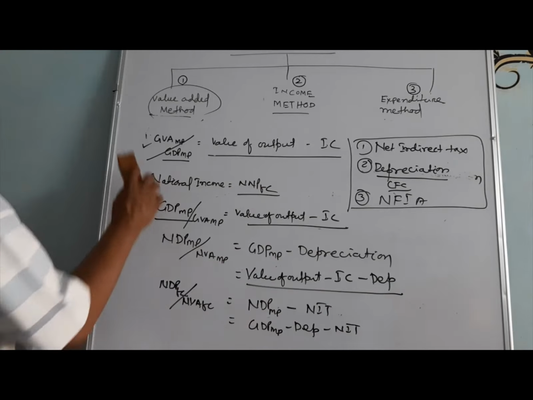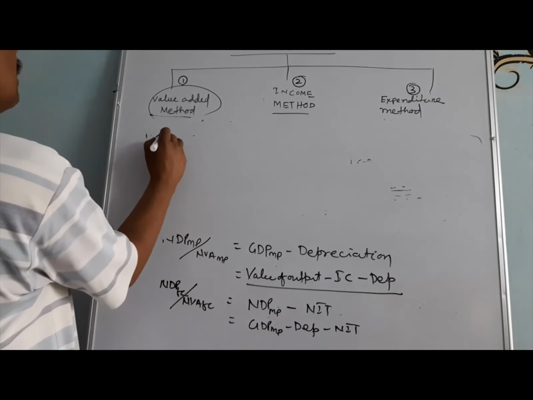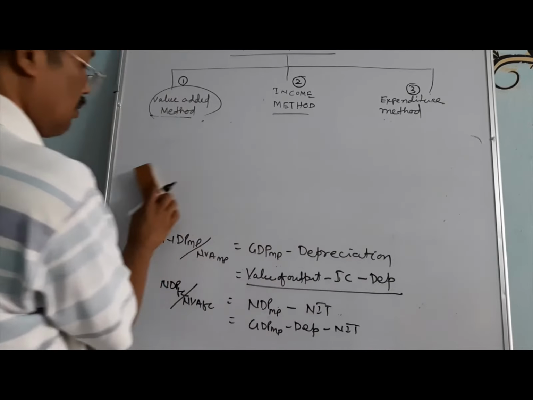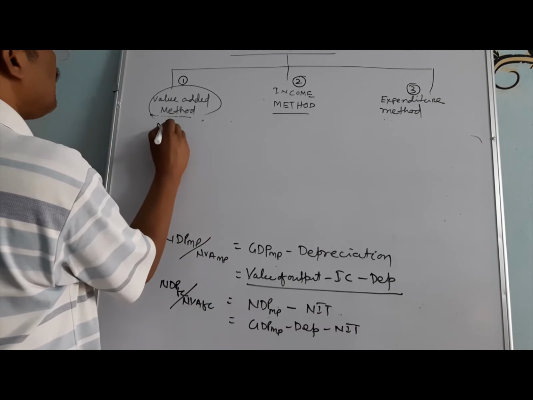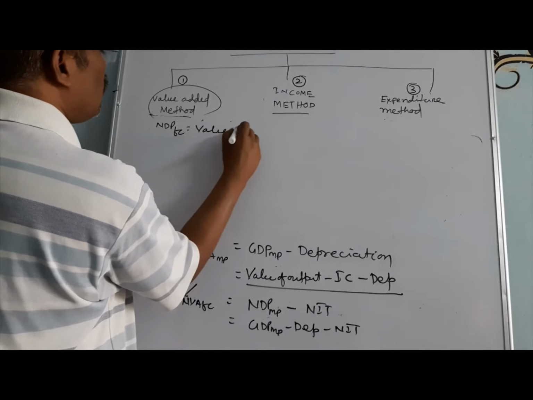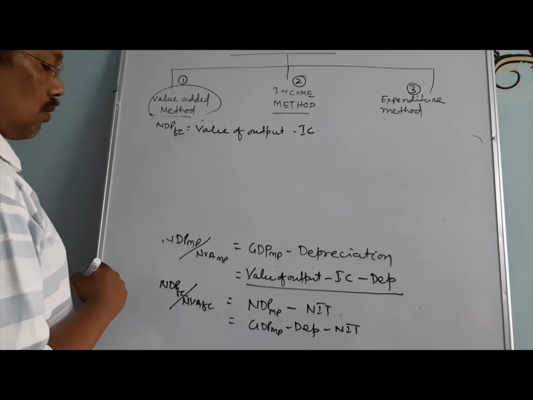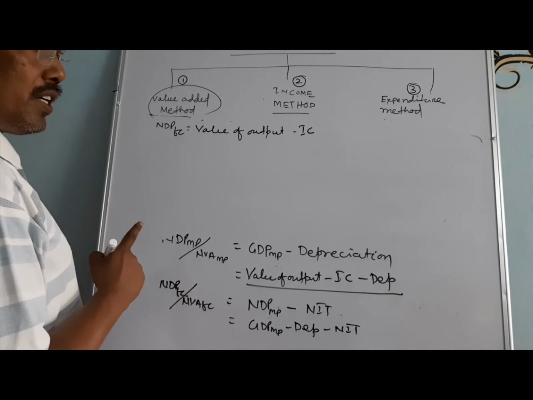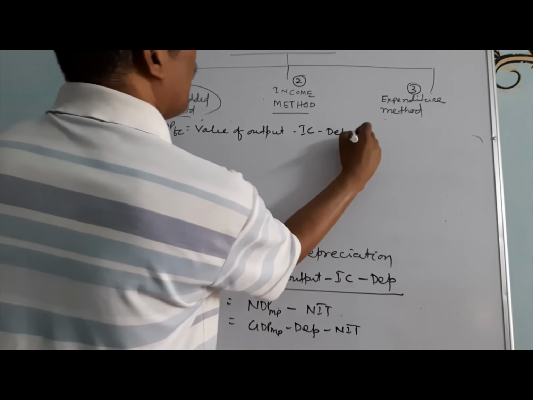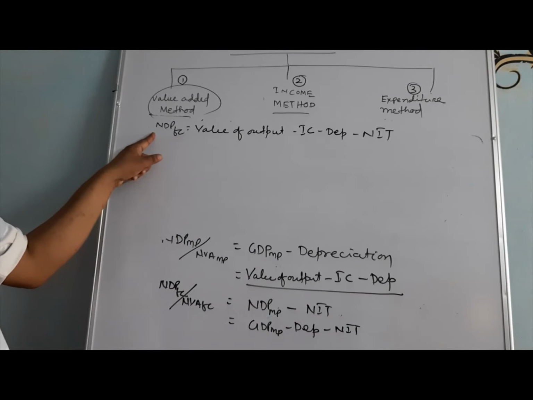Or we may write the next formula: NDP at factor cost equals value of output minus intermediate consumption, which equals gross value added at market price minus depreciation minus net indirect taxes. This is called the NDP at factor cost or net value added at factor cost.